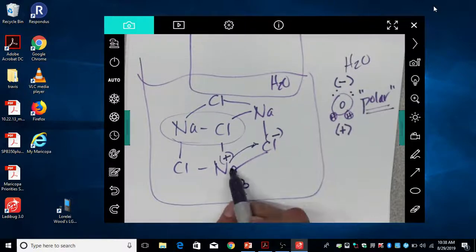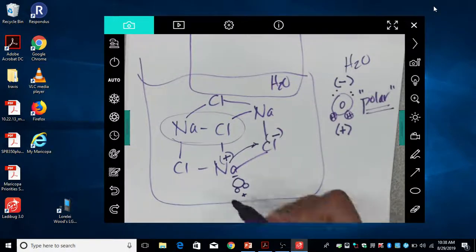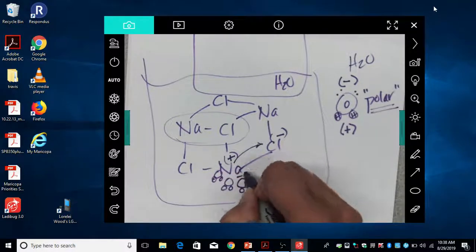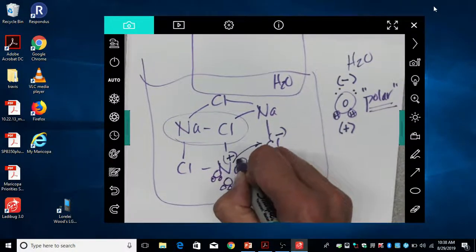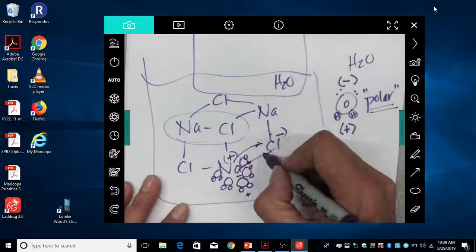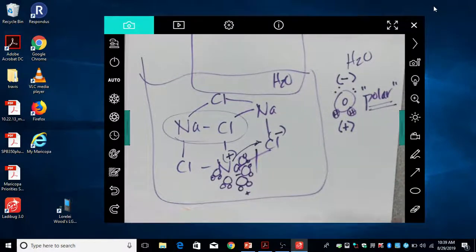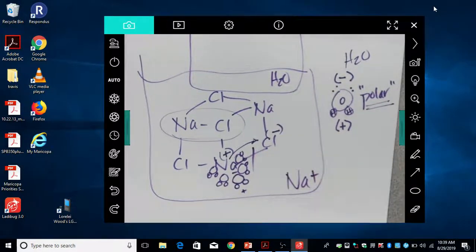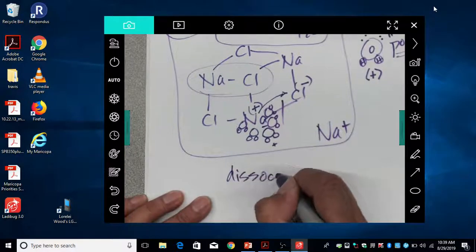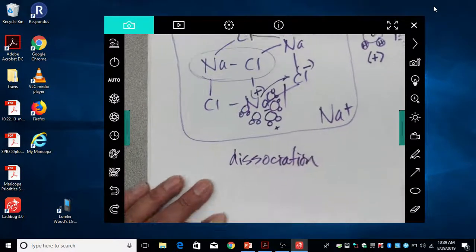Now, one water molecule is not going to have enough force to pull that ion off of the crystal, but the water molecules gang up on the ones, especially on the edges or on the outside, and you can see that the way I'm depicting it, they all orient themselves. So the combined force of multiple water molecules is enough to break that bond right there and set sodium free. Okay? That first step is called dissociation.